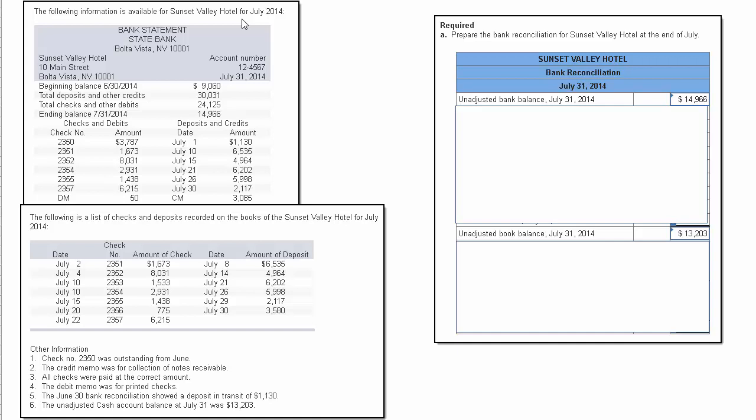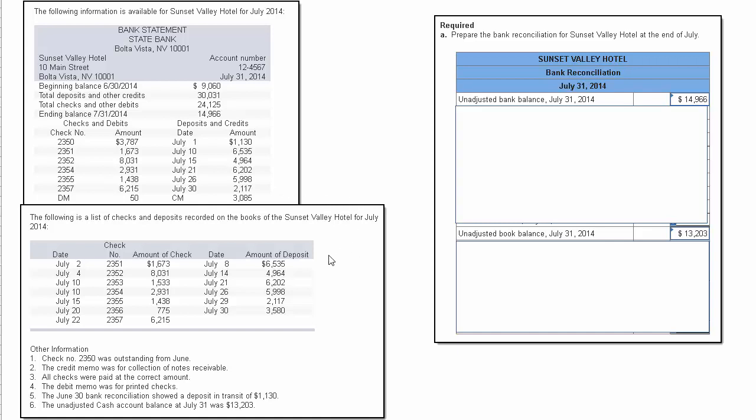Okay, we've got a bank statement that was just received. July 31st, 2014 is the date of the bank statement. And there's some information there, like the beginning balance, the deposits, total checks, and then there are checks that the bank knows about that have cleared. There's also a debit memo and a credit memo. That's what DM and CM stand for, and the dollar amounts for those.